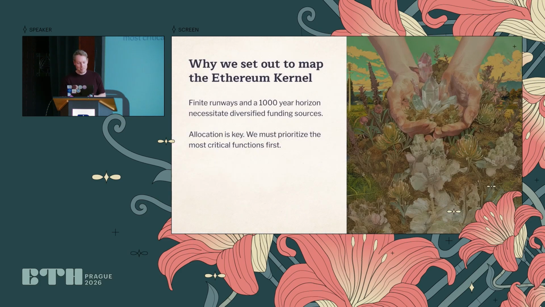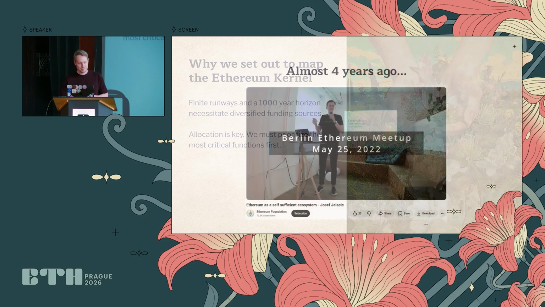We'll dive much more into it, but that gives you a high-level idea of what this talk is going to be about. The reason why we set out to map the kernel is that there's a mismatch between the finite runways of DAOs, of various treasuries, of the EF, and this 1,000-year horizon that we have for the Ethereum ecosystem. To solve that, we need to find diversified funding sources. It's also very important that we figure out how to allocate that funding very efficiently. And the view here of the kernel is that we must prioritize the most critical functions first.